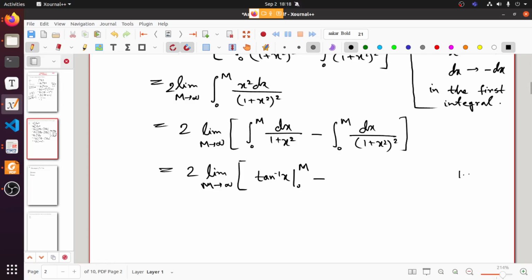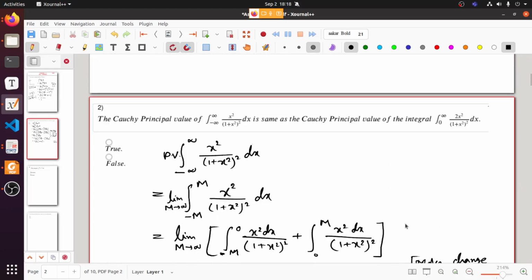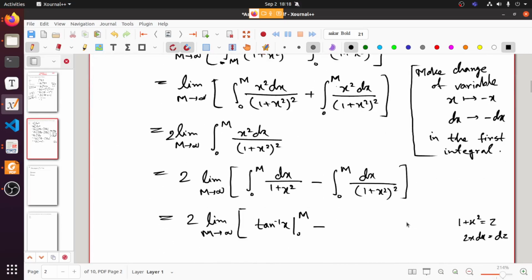If you put 1 plus x square equals z, what happens then? 2x dx will be dz, right? So it will become z to the power minus half. Again, this will be messed up. No, wait, we do not need to compute the value, right? We have to only show the Cauchy principal value will be the same, right?